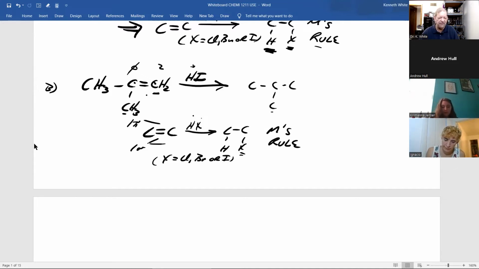I still have that. Notice I broke the pi bond, and this carbon will get the hydrogen because it has more hydrogens to begin with. This carbon will get the halogen. In this case, it's iodine. And I know there are 4 bonds to carbon, so I can put in my hydrogens.